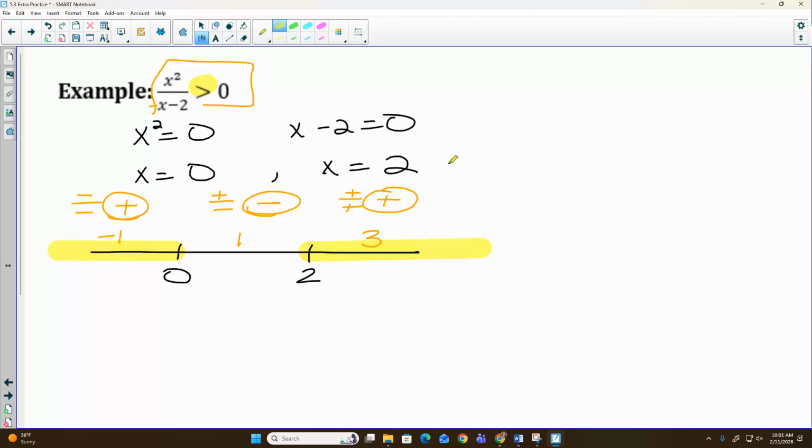Do I have to worry about parentheses or brackets? Nope, it wasn't equal to, so everything's parentheses. So negative infinity to 0, union 2 to infinity.